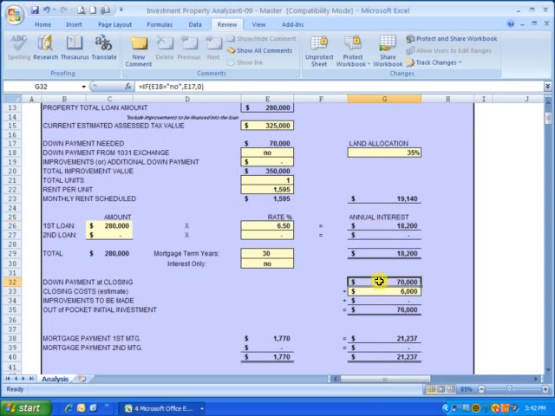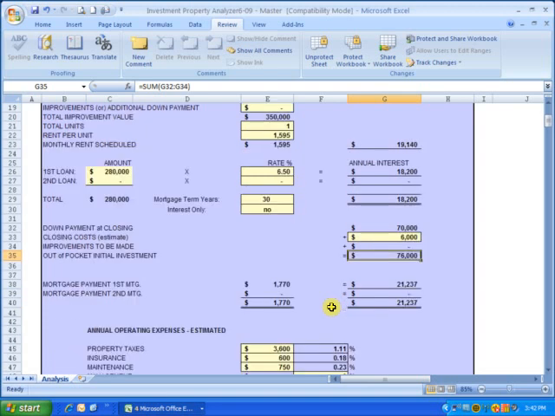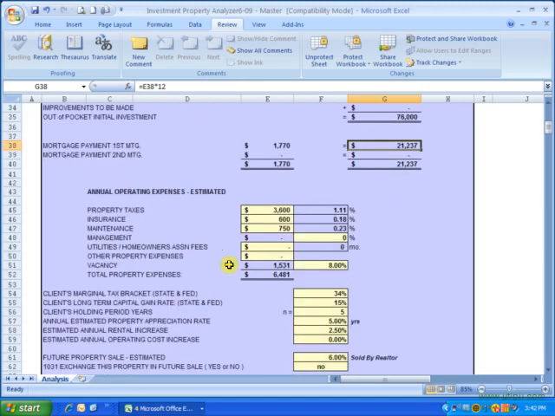Over here it'll calculate how much money we need at closing, estimate of closing costs, any improvements we need to make to help the investor realize how much money they may need to get into this property. It'll calculate the mortgage payments for us, not including property taxes and home insurance, and figure out what that is annually.